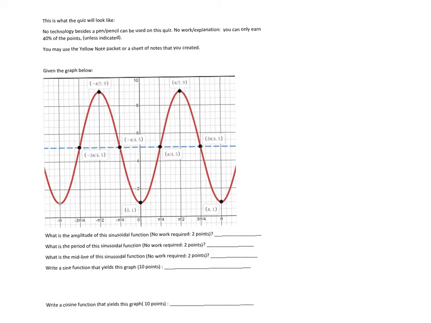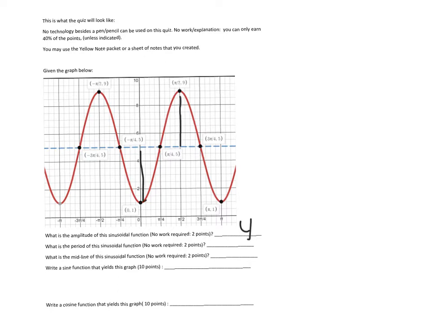So first off, what's the amplitude? Remember, the amplitude is the distance above the midline, or the other way to do it is to see how low it goes and how high it goes, find that difference, and cut it in half. So I see it's going from y is 1 up to y is 9, so that's a distance of 8, half of that is 4. So that's my amplitude. You could also say it's gone 4 above the midline and 4 below the midline.